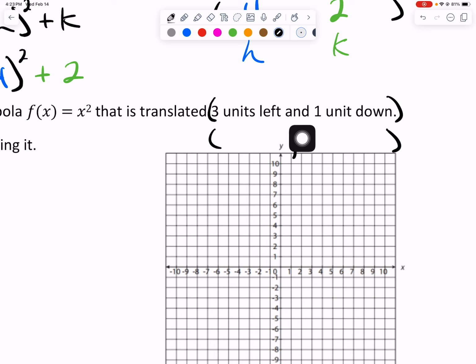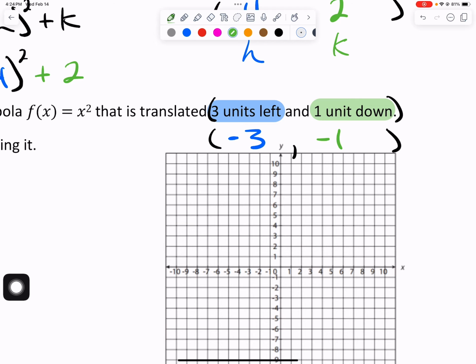I split because of the "and", but let me go ahead and highlight for us. 3 units left. Well, I know if I'm going 0, 0 and I go left 3, I'm going to hit negative 3. So I'm just going to put negative 3. And then we are going to go 1 unit down. If I'm going left 3 and then down 1, again, I'm going into the negatives, hitting negative 1. So that will be minus 1.